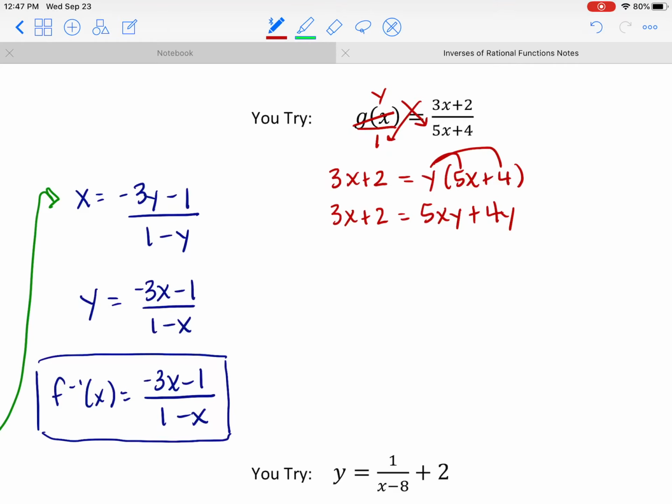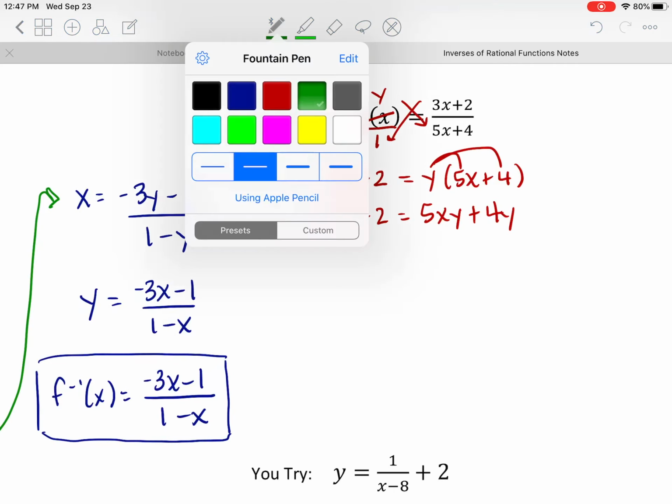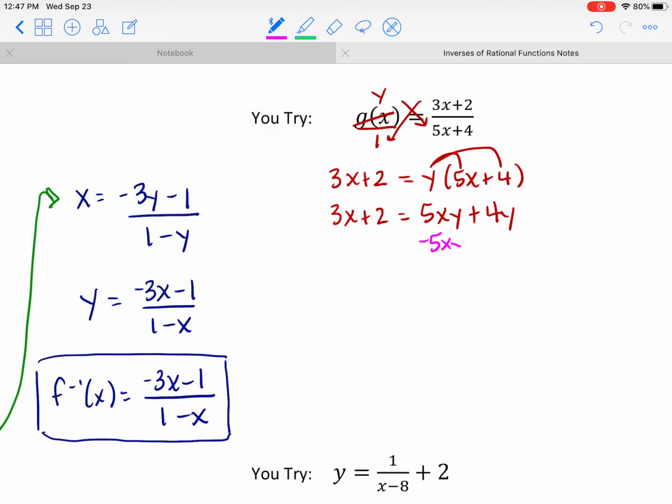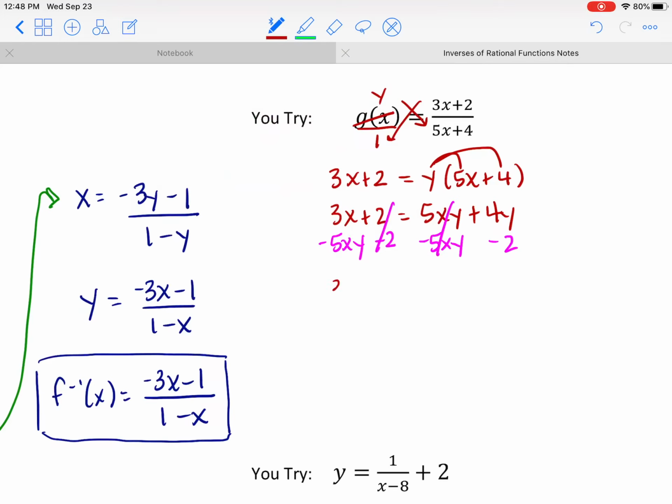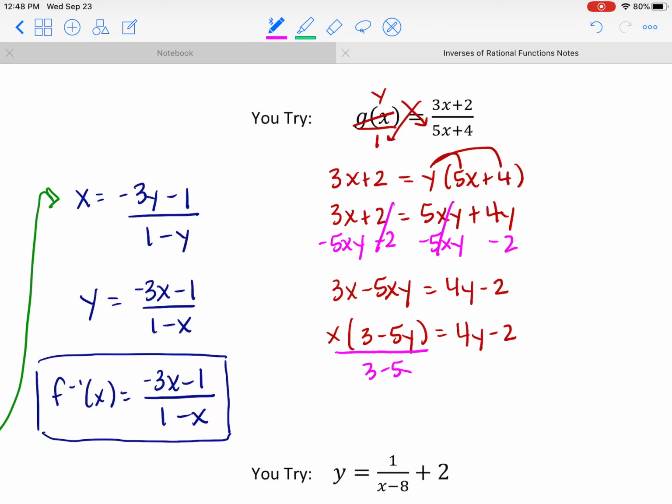And now I've got two terms with x's, two terms without, so let's do some rearranging here. Let me subtract the 5xy over, and then let me subtract the 2 over. And so now I should be in good shape. On this side, I have a 3x and a minus 5xy. On the other side, I have a 4y minus 2. Now I can factor out the x in common here. If I factor out the x, I'm going to have left a 3 minus 5y. And now I can get that 1x by itself. So I'm going to divide both sides by 3 minus 5y.